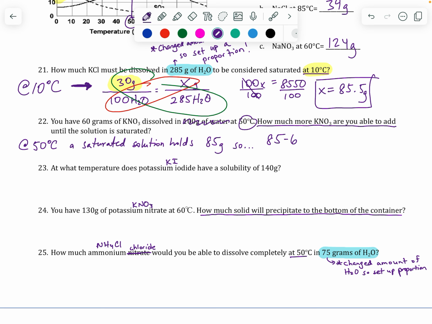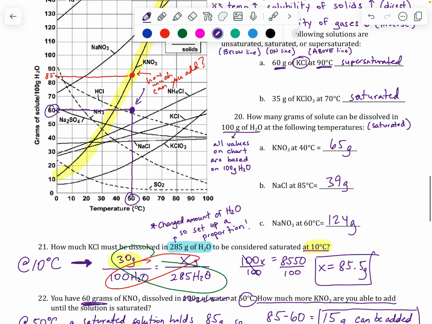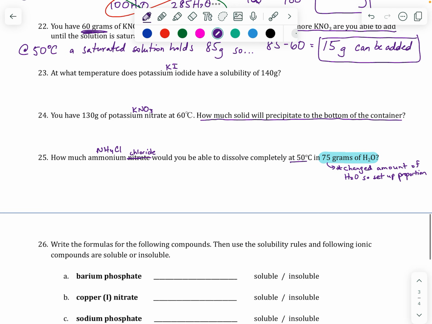85 grams minus the 60 that I notice I have allows me to know that I can add 15 grams, right? I can have 15 grams worth of potassium nitrate to add until I become saturated at that temperature. So again, if you're under the line, you're just subtracting the saturation mark, red, from the purple mark, which was under. The same thing applies for the supersaturation as well.